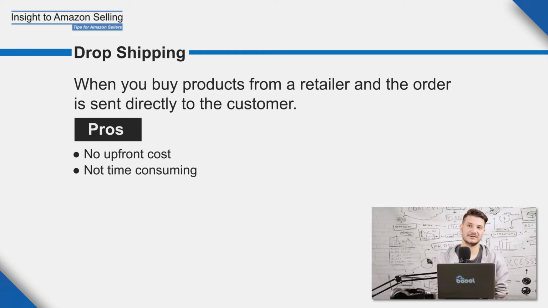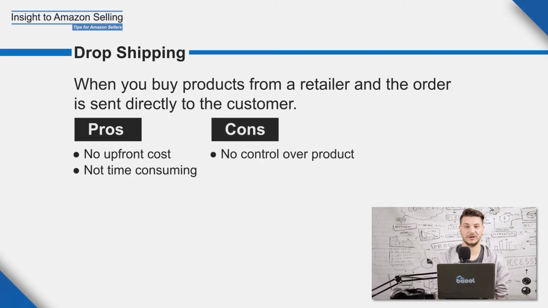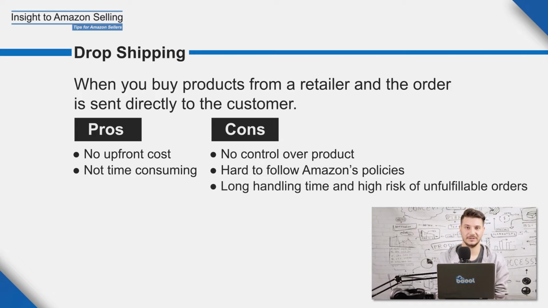Some of the downsides are, first of all, you don't have control over the product. So you are not able to make some kind of quality check on your product. And also, you're not gonna be taking care of prepping and shipping. So sometimes it's gonna be hard to follow Amazon standards when it comes to prep and shipping. Also, since you are purchasing the product only when the customer already placed the order, you might experience some long handling time and even some unfulfilled orders. So the key for this is finding the right supplier.